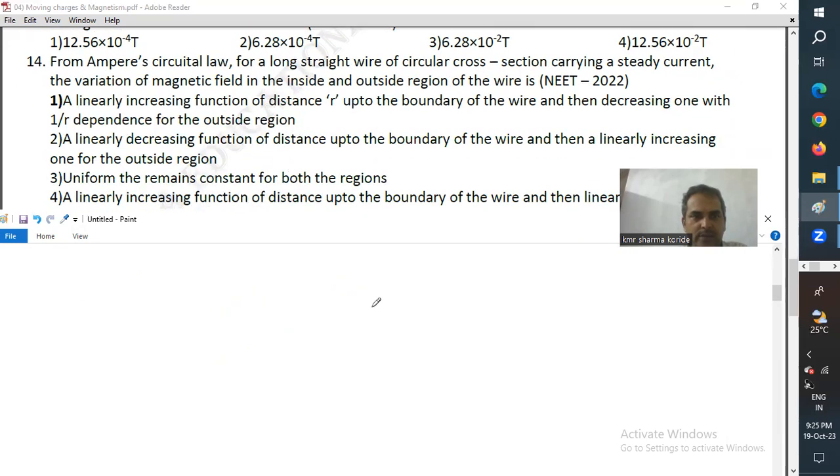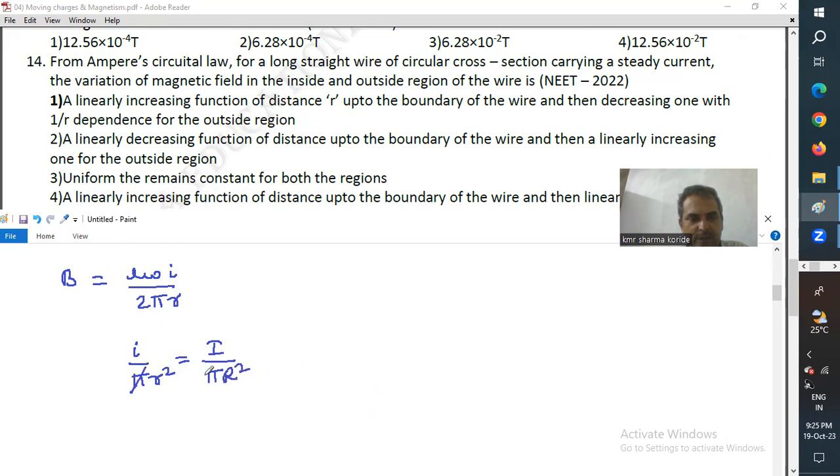From Ampere circuit law, for a long straight wire of cross section carrying a steady current, the variation of magnetic field in the inside and outside region of the wire is. Okay, let us see. So first inside region, get back the Ampere circuit law. It is going to be mu naught I over 2 pi r. Suppose if you consider inside, current I inside is going to be pi r square, when you compare with the main current outside, this is going to be pi capital R square.